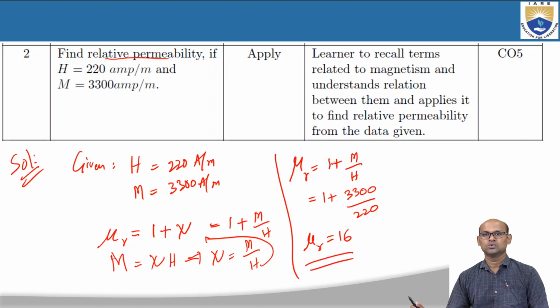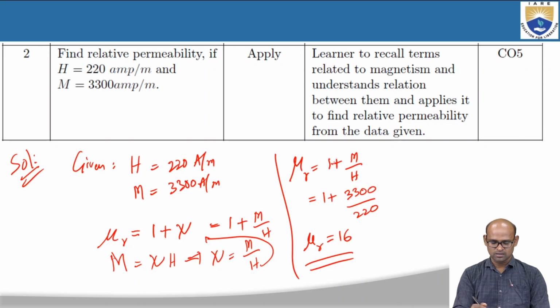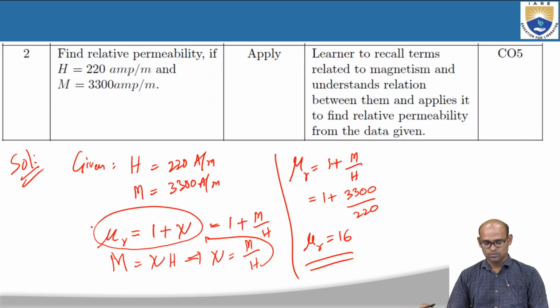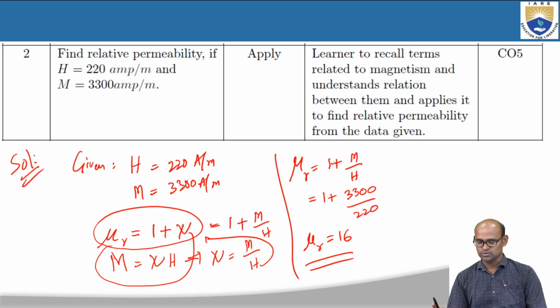We have calculated the relative permeability given magnetic field and magnetization using the equation mu r is equal to 1 plus chi. We have also used M is equal to chi H, so chi is equal to M by H. We substituted this in the equation to get mu r, because they have given inputs as H and M.